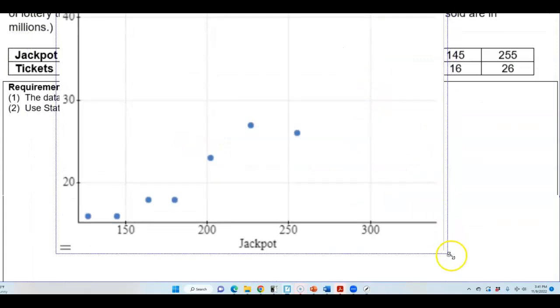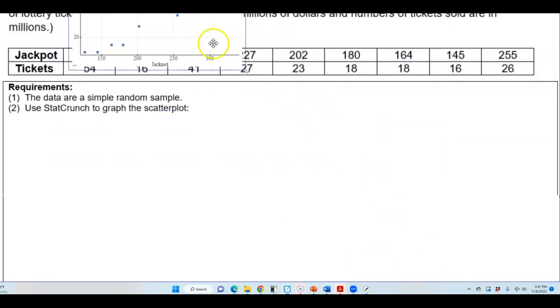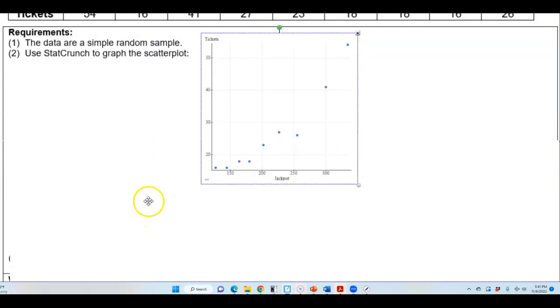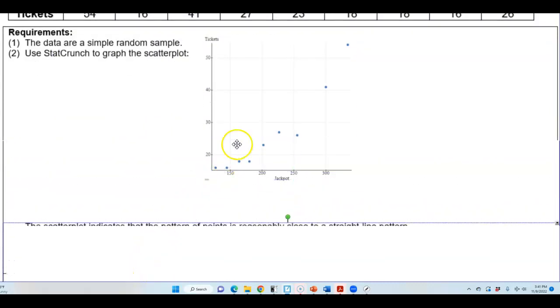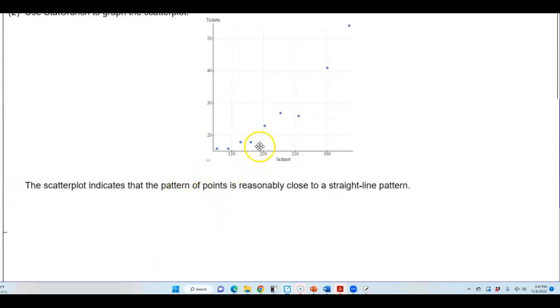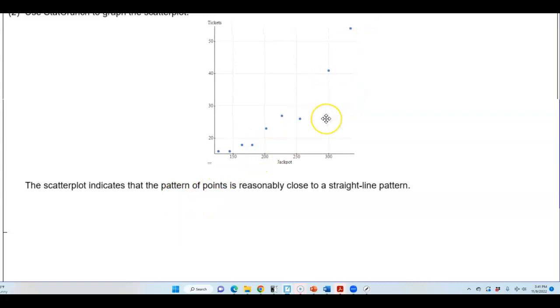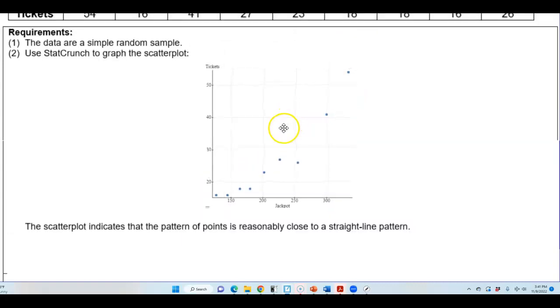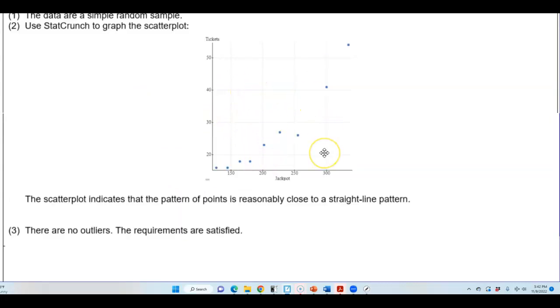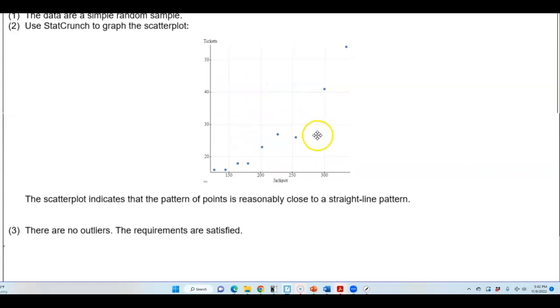So let's copy that. Here is our graph, and we want to analyze it to make sure that it fits what we want. As you notice here, the scatter plot indicates that there's a pattern of points which is reasonably close to a straight line pattern, so it works with step number 2. And you can see here that there are no outliers, so the requirements are satisfied.